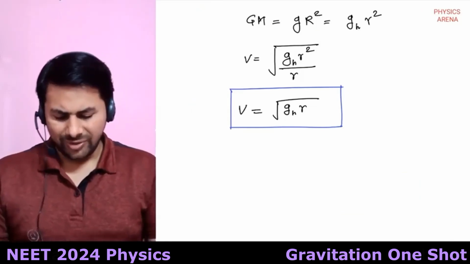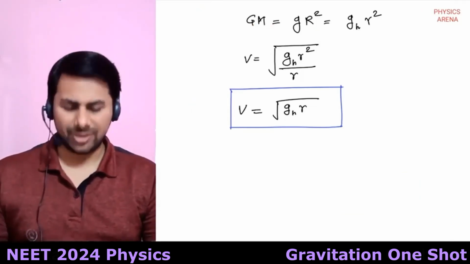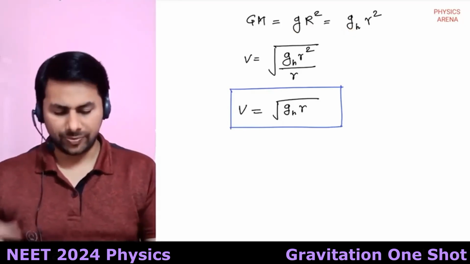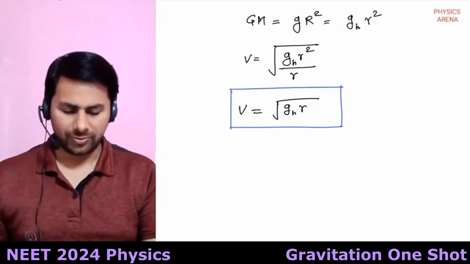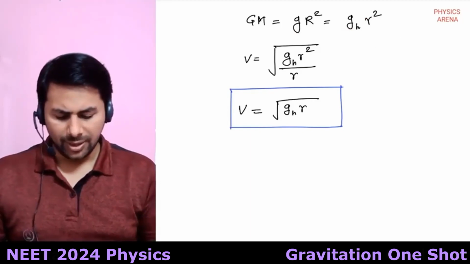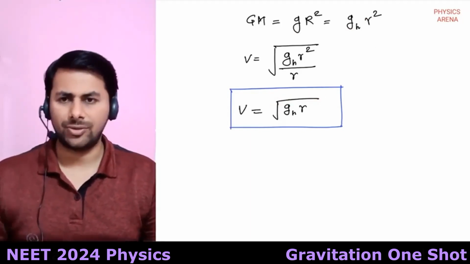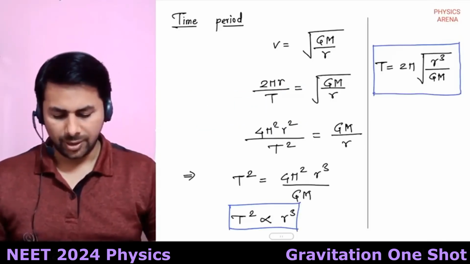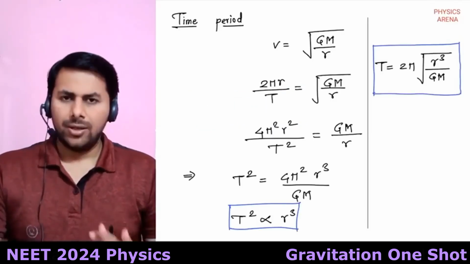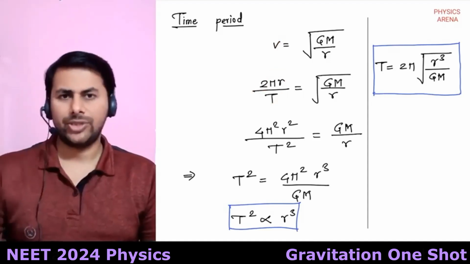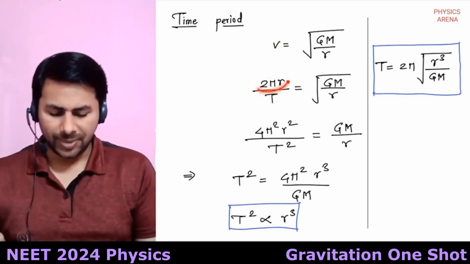Then we can always put GM equal to small g into R square, or g_h into small r square, which is capital R plus h square, and we get another formula, which is equal to square root of g_h into r. Okay. Then now v is equal to 2 pi r upon T, because in one revolution the distance covered will be equal to 2 pi r.